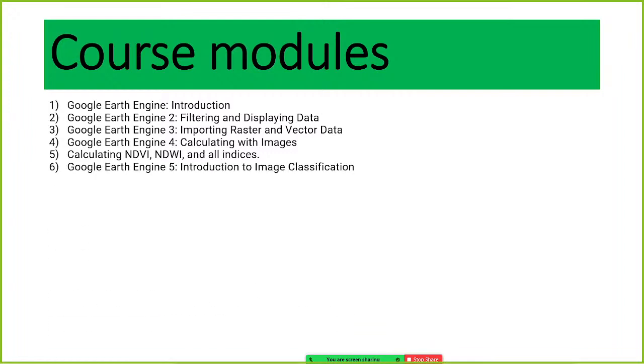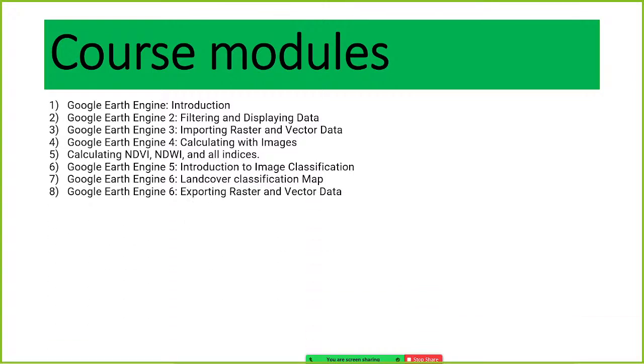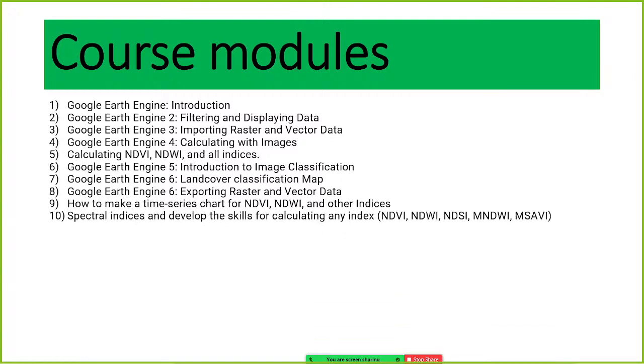Then we will move to image classification. Different types of image classification we will cover in this part. Then we move to the Landcover classification map. Then how you can export the raster map or vector data from Earth Engine. Then how to make the time series chart for NDVI or NDWI or other indices. Then spectral indices and developing the skill to calculate any indices, like NDVI, NDWI, NDSI or any indices. You can just put your equation, then you can get the result from Google Earth Engine.